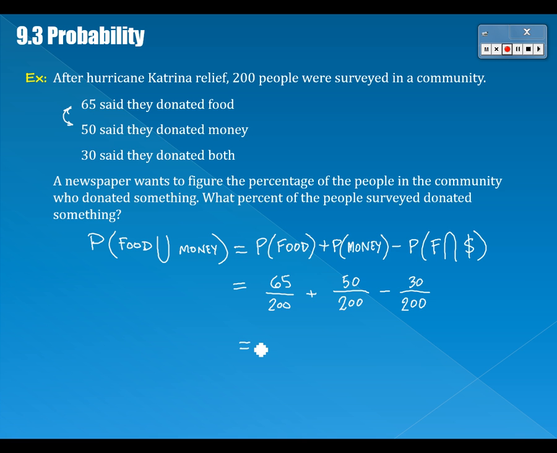All right, and then what does that come out to? Well, I don't know. Let's see here. That's 65. 65 and 20 is 85. Is that right? Someone check me on that. 85 out of 200, which is equal to 42.5%.